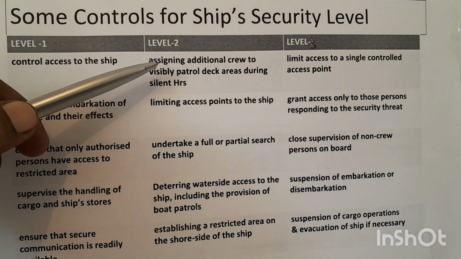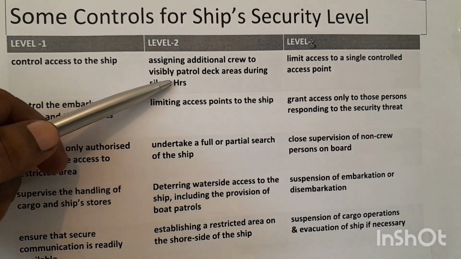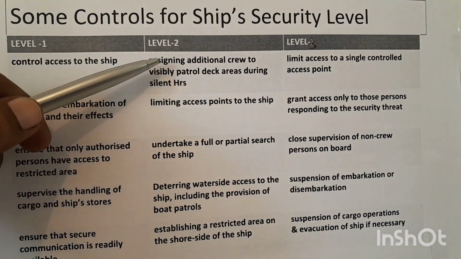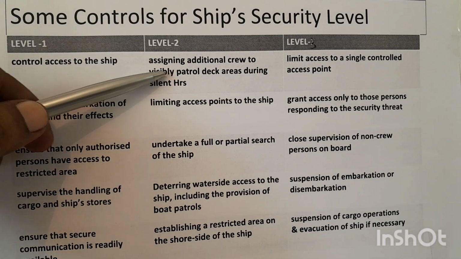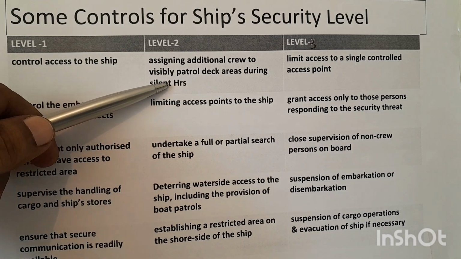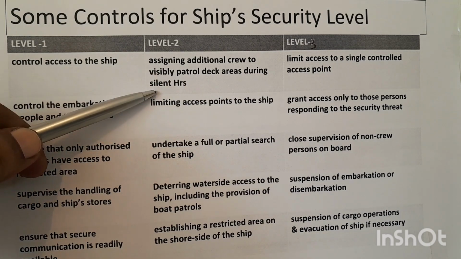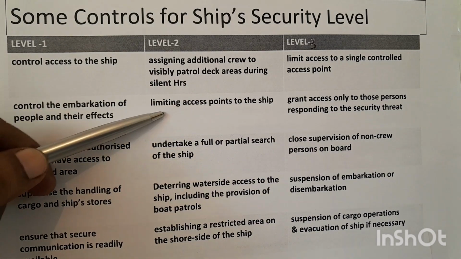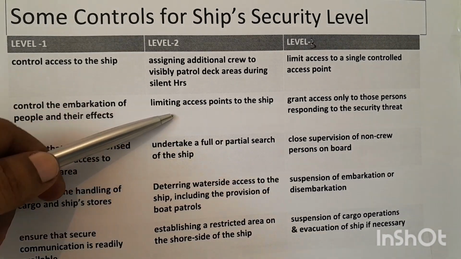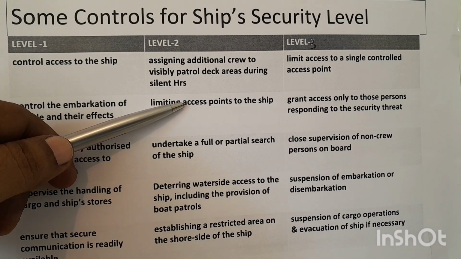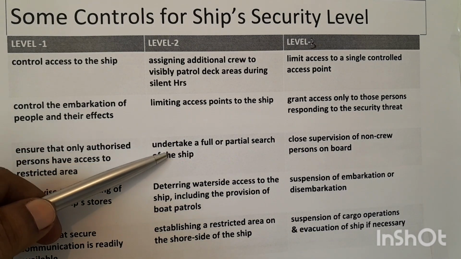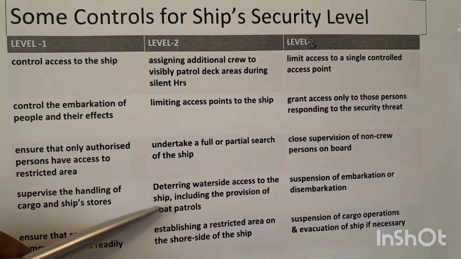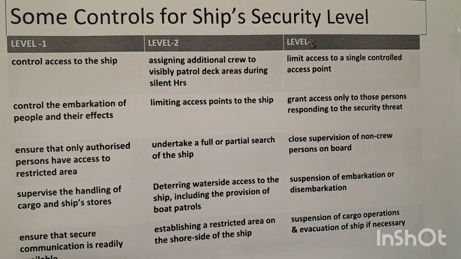In case of level 2, assigning additional crew to visually patrol the deck area. Some person should be assigned the duty on board ship to do the patrolling on the deck area during silent hours, especially in the night time, when there is no work going on. Limiting access points to the ship. Points of entry to the ship should be limited. Undertake full or partial search of the ship. If required, you take the full search, otherwise partial search. So these are the things you have to do in level number 2.